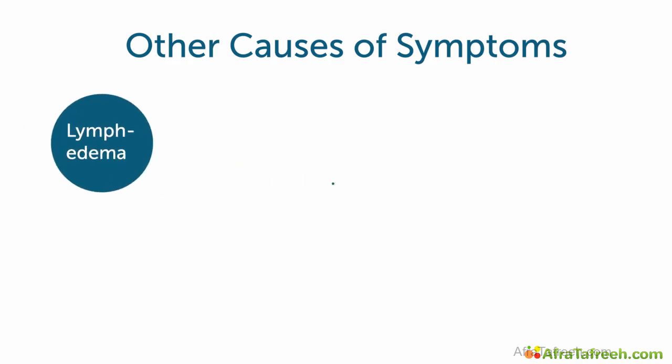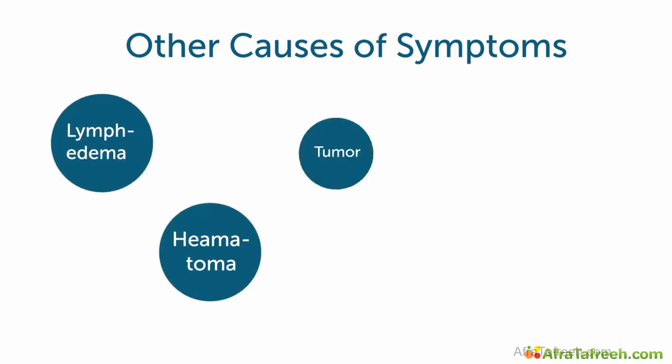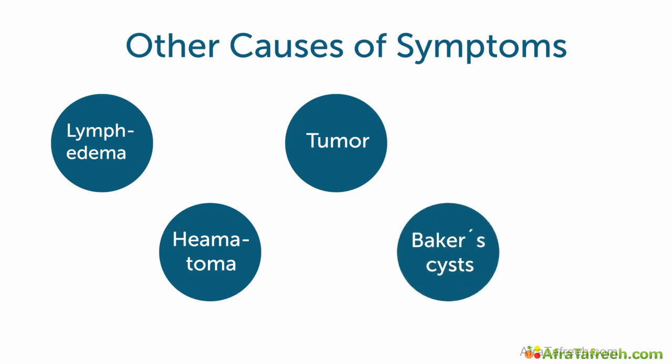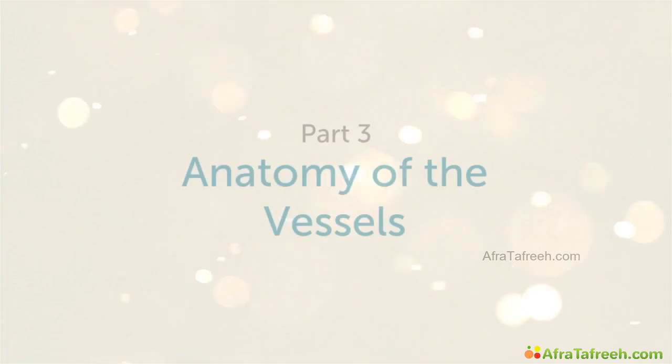Other causes of DVT patient symptoms include lymphedema, hematoma, a tumour, possibly in the pelvic region, which might be compressing the iliac vessels and causing that edema in the leg and swelling. Baker's cysts, also, the symptoms of a Baker's cyst can mimic a DVT, and any aneurysm.